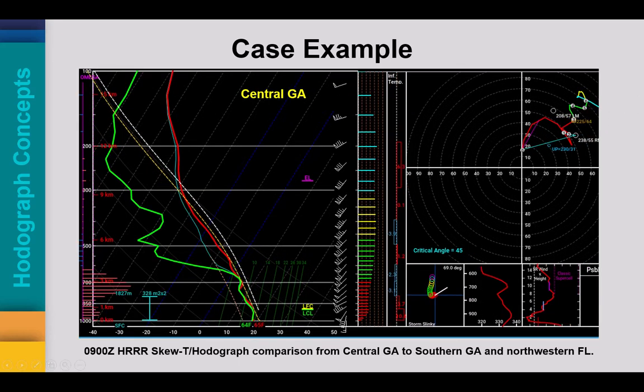Okay, let's take a look at a couple of 9Z HER skew-Ts and hodographs. We're going to start in central Georgia and work our way southward. Across central Georgia, we have very minimal CAPE, and it's basically above a weak inversion. As you see, it's mostly elevated, weak instability.